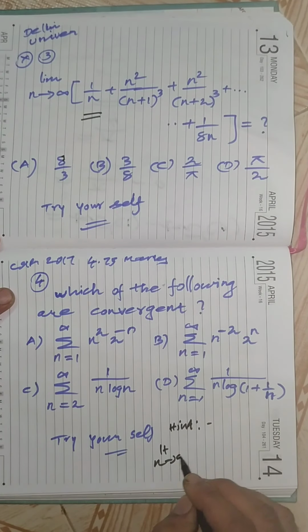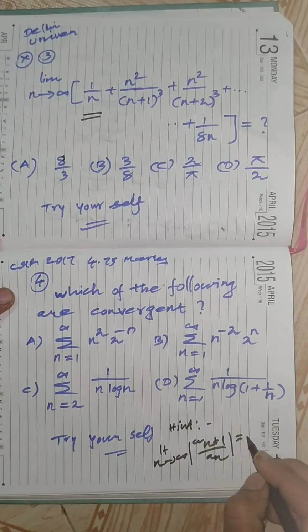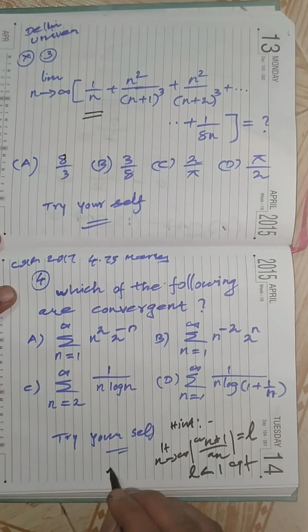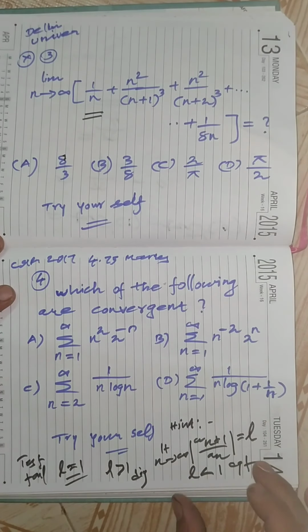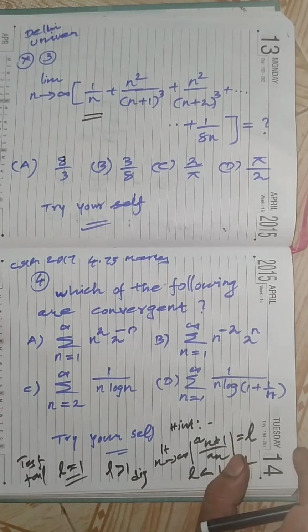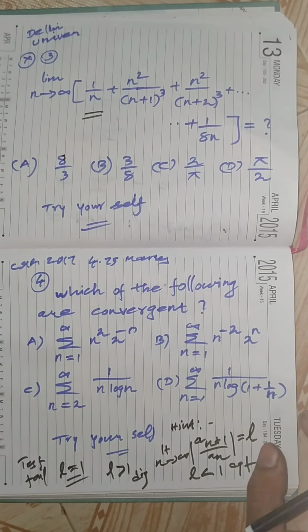This is a ratio test. a n+1 by a n, the limit comes as L. Suppose L less than 1, this is convergent. L greater than 1, divergent. L equal to 1 means the test fails. So the test fails, we go to the next one. But in the ratio test itself we will get which option is correct. Only by working out the problem will we get an idea of which test to apply.